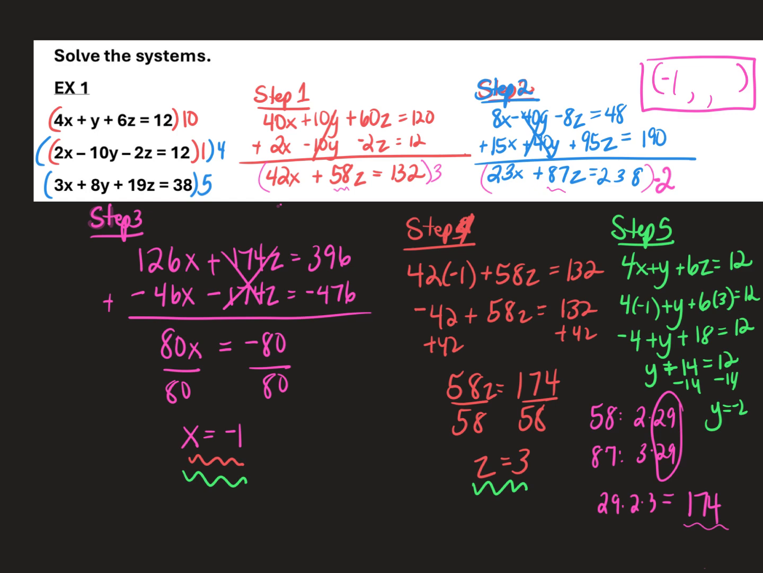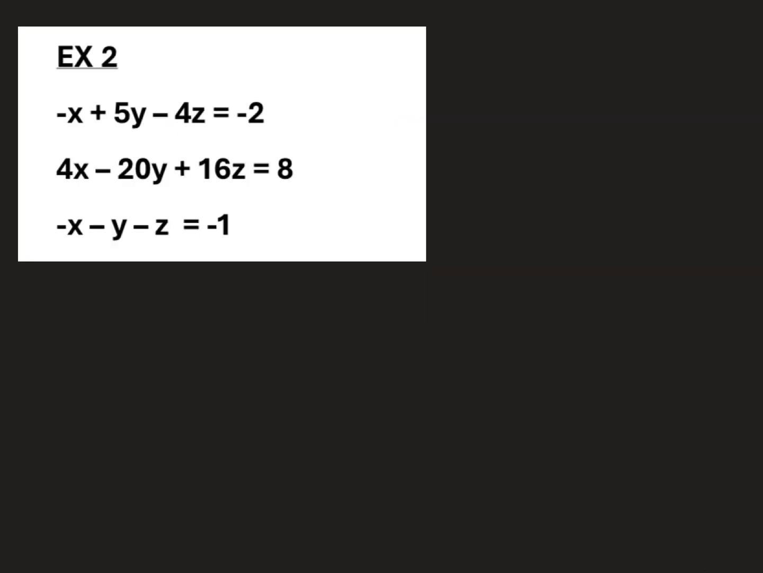Let me go back just for a second. Z was 3. I forgot to put that at the top. And y is negative 2. So my solution is negative 1, negative 2, positive 3. Next, what does it look like when you have something special happen? Let's go through these steps and see what happens when we have something special happen.